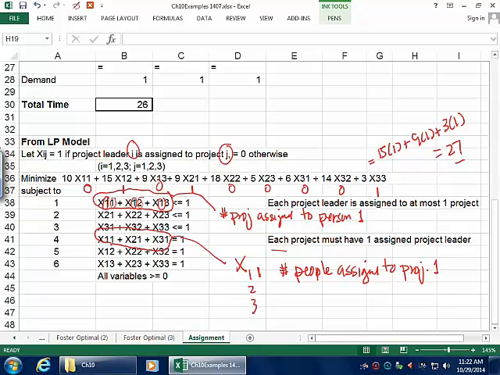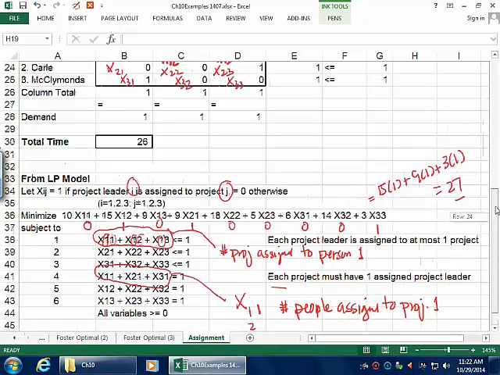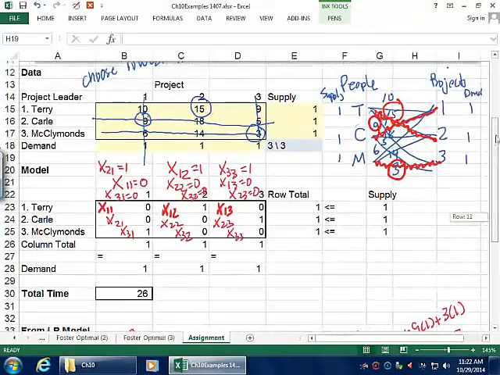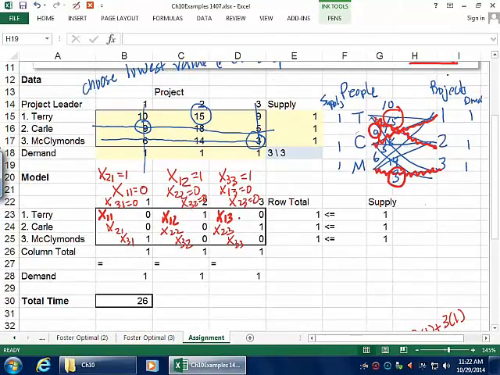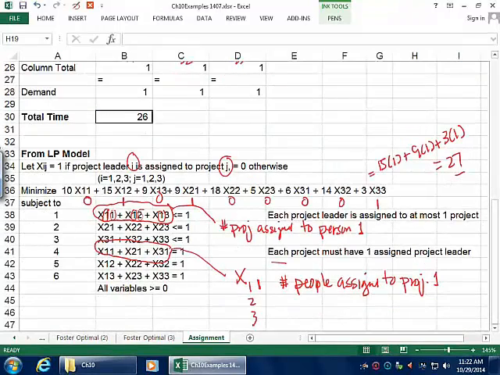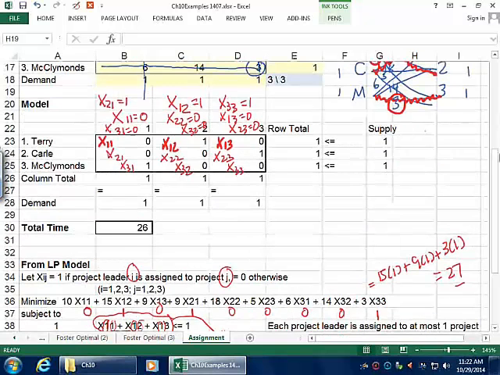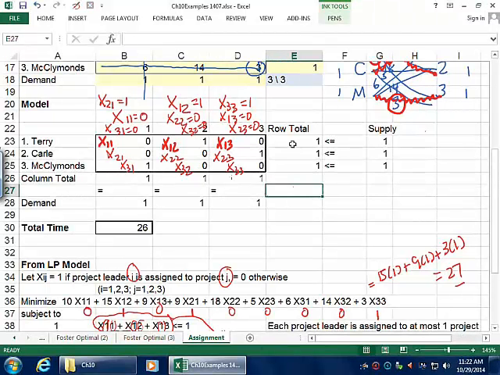Okay, so here are your constraints, and then here we could see the usual way we model it. Here are your variables, and we know that row totals, if I add up these numbers, should be less than or equal to 1. And for each column, if I add up the column numbers, should be equal to 1, as it says here. So here's the row total less than or equal to 1, and these tell us a column total must be equal to 1.